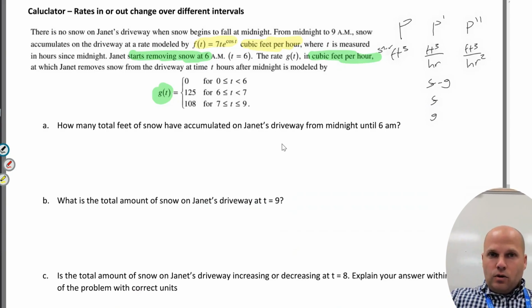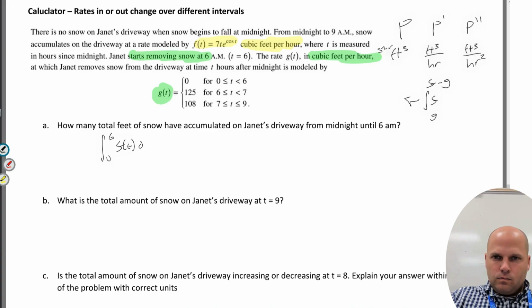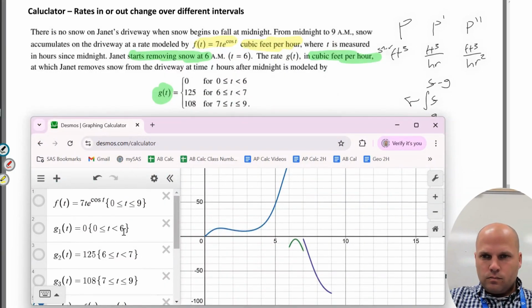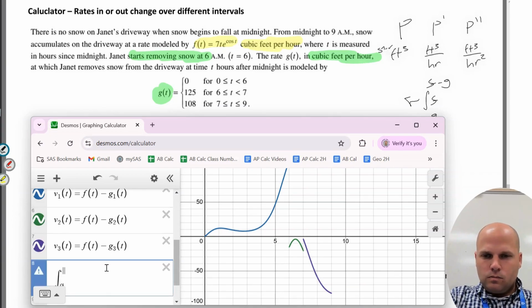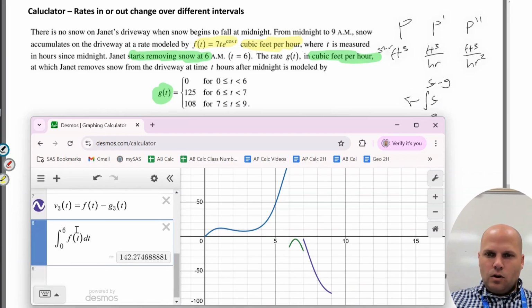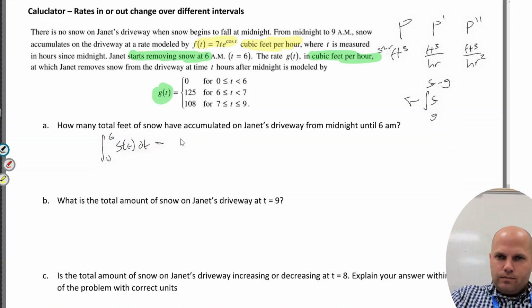How many total cubic feet of snow has accumulated in Janet's driveway from midnight to 6 a.m.? Well, I want to accumulate my rate added to get my total added. Your cubic feet per hour times hours gives 142.274 cubic feet of snow. I don't know if that's a lot of snow.